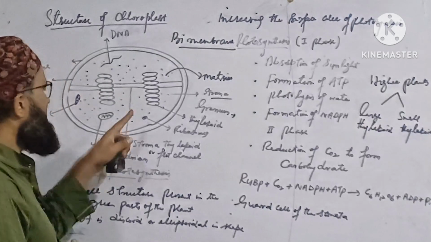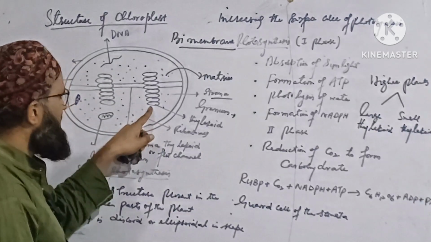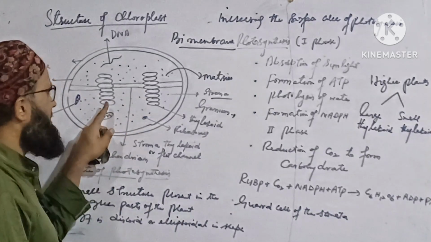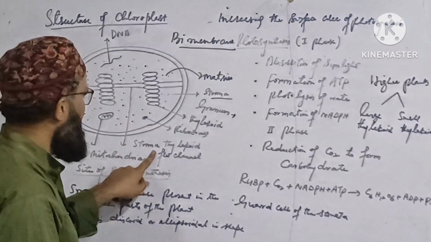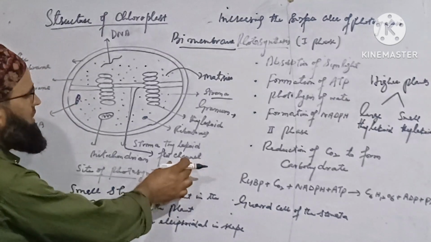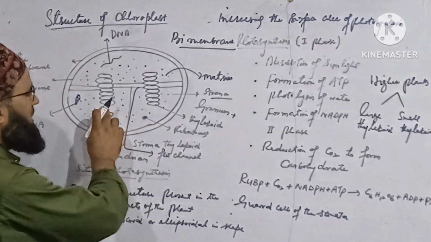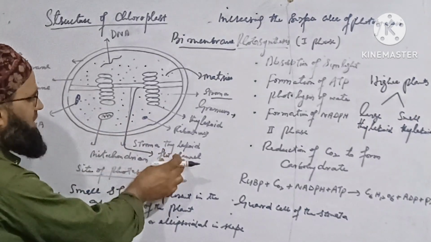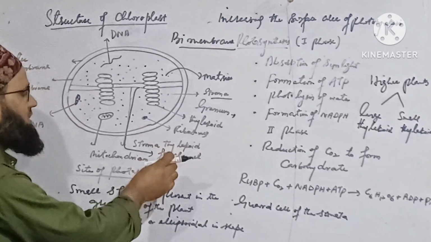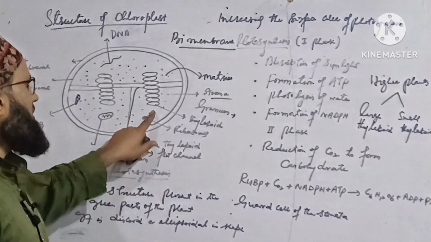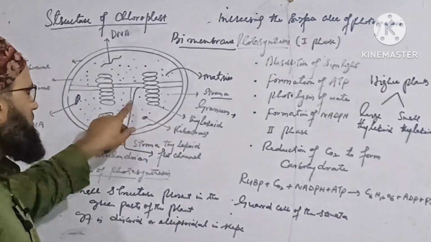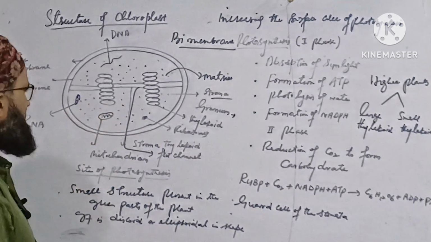After this, we can see here the grana thylakoid. This is a granum thylakoid, and this is another granum thylakoid. These two grana thylakoids are attached by a channel called the thread channel. This is the thread channel by which one granum thylakoid is attached to the other granum thylakoid. So it is a channel-like or tube-like structure which helps in the connection of one granum thylakoid to the other granum thylakoid.